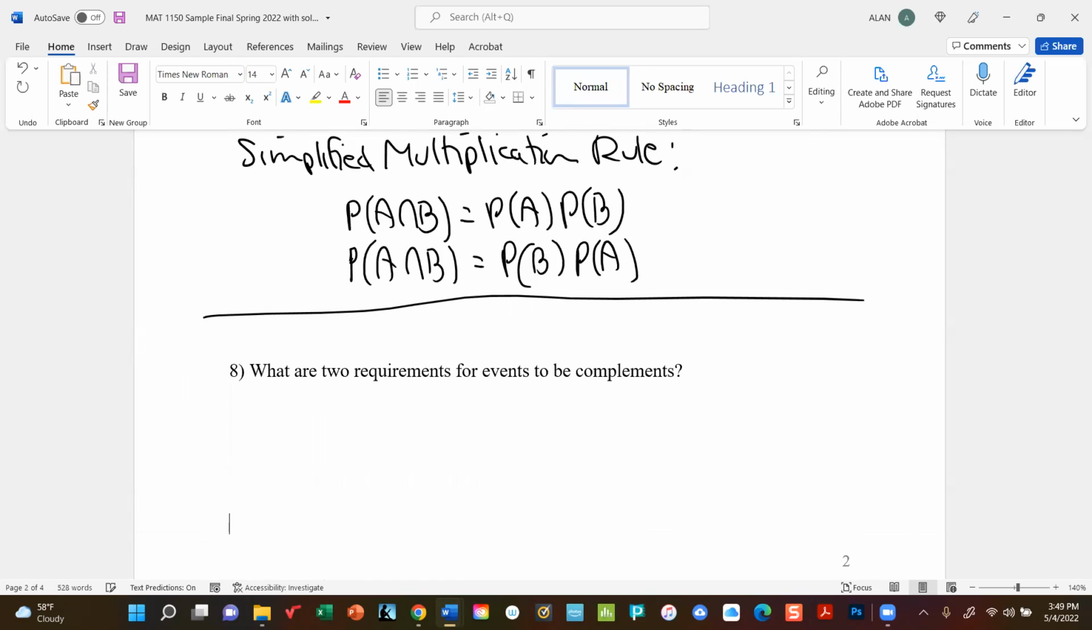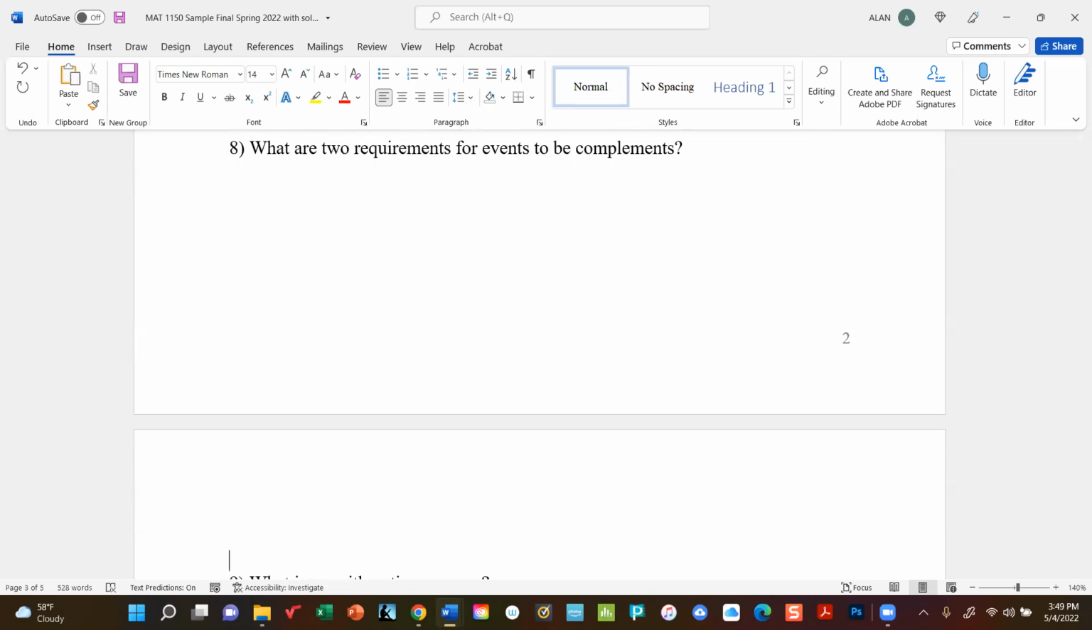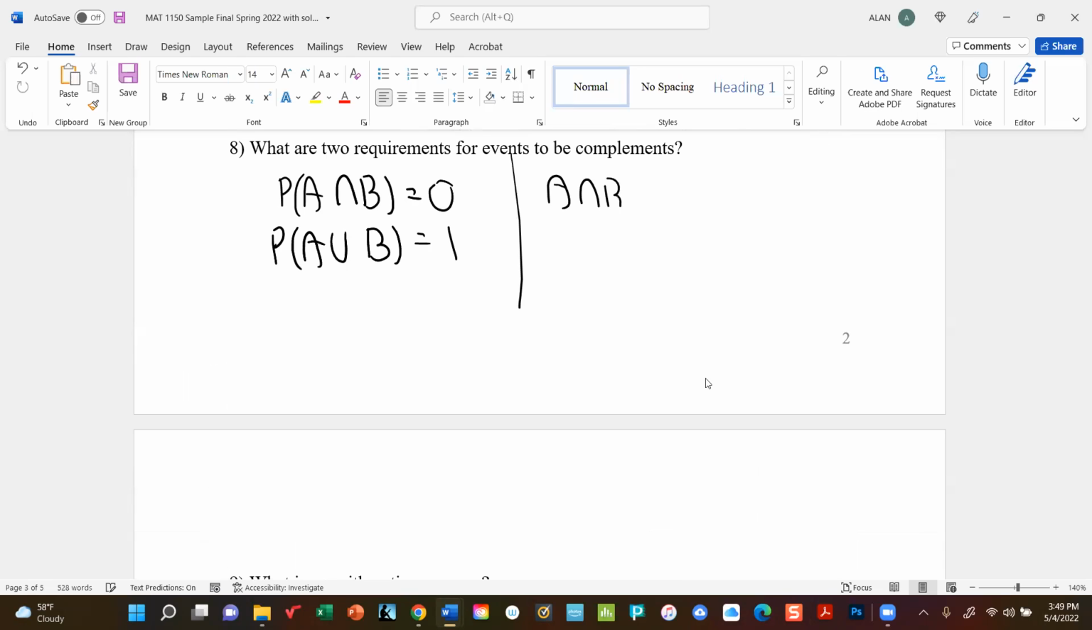Now, complements. For two events A and B to be complements, two things have to be true. Number one, the probability of their intersection is 0. Number two, the probability of their union is 1. Now, I just want to point out that you can also write it like this because it means the same thing.